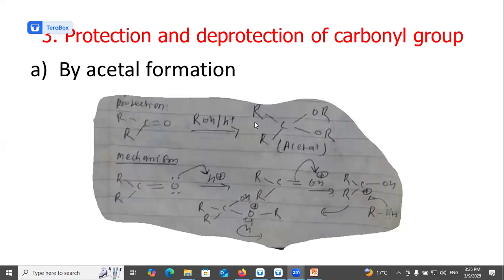Protection and deprotection of the carbonyl group by acetal formation: when the carbonyl group is treated with alcohol in the presence of acid, we will get acetal. Mechanism: the ketone's lone pair of electrons is transferred to this hydrogen and we will get OH plus. When the double bond electrons are transferred toward this oxygen, we get a positive charge on this carbon. This carbon is attacked by the alcohol and we get a positive charge on this oxygen, and this hydrogen is removed and neutralizes the positive charge of the oxygen.